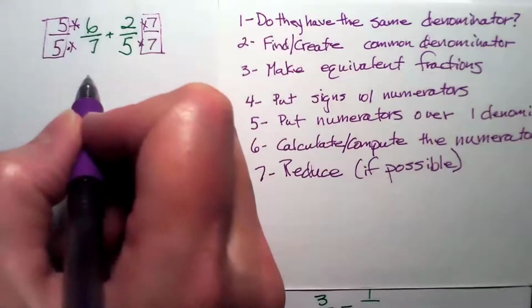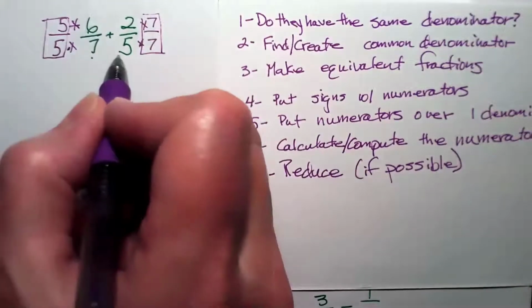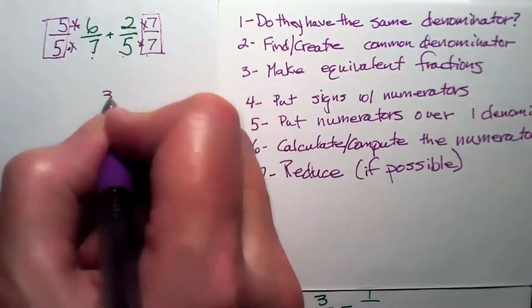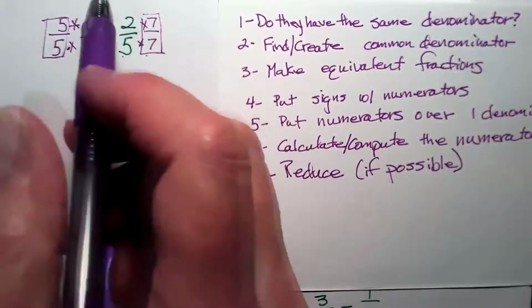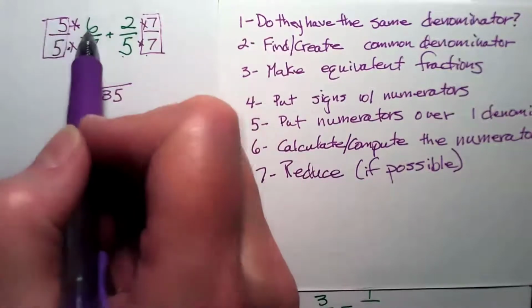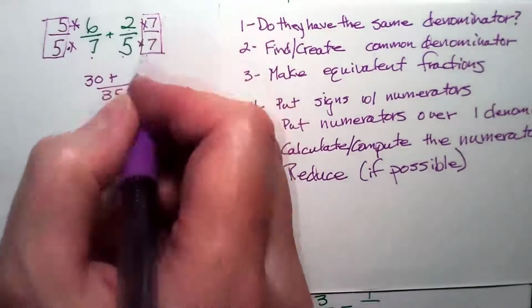I like to do it below. So I'm going to have a new denominator, 5 times 7, which is the same as 5 times 7 here. So the new denominator is 35. Both of those are 35. My numerator is now 5 times 6 is 30, plus 2 times 7 is 14.